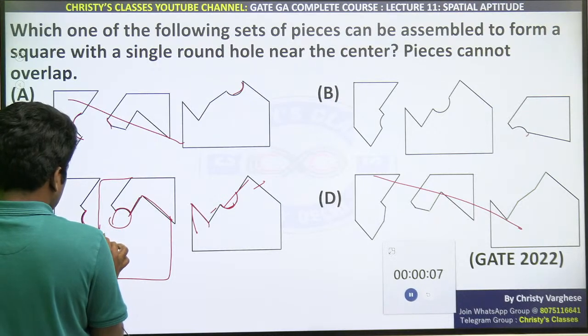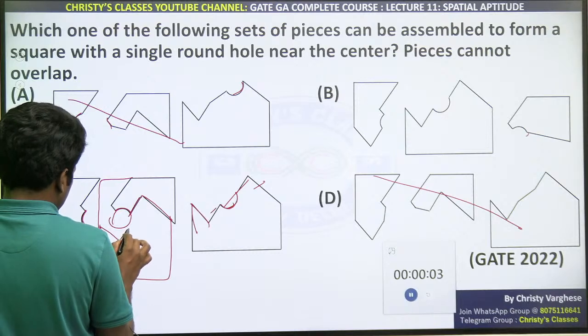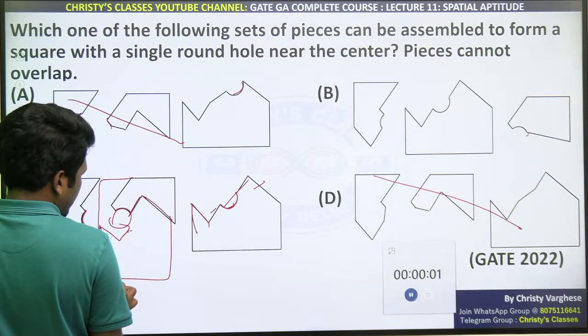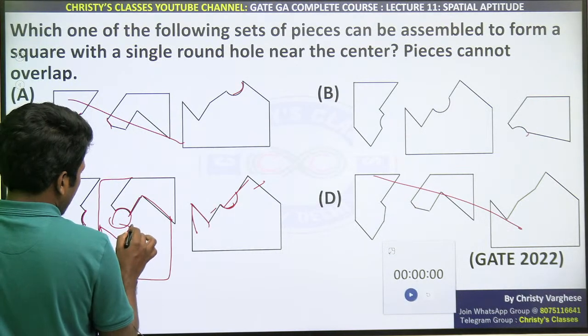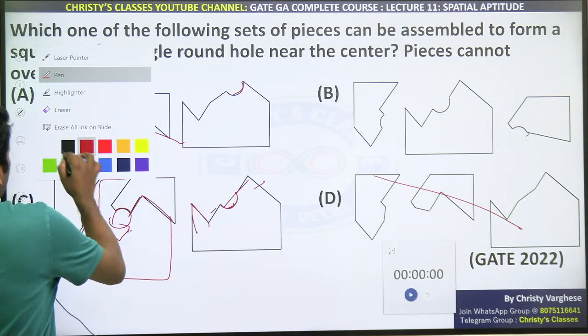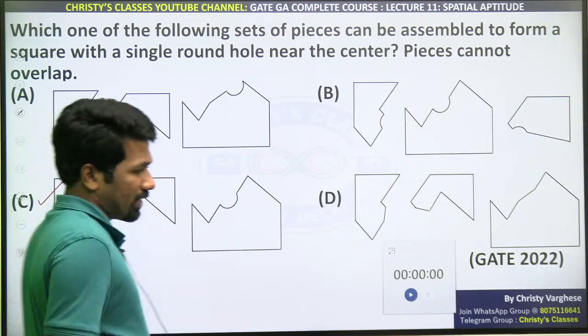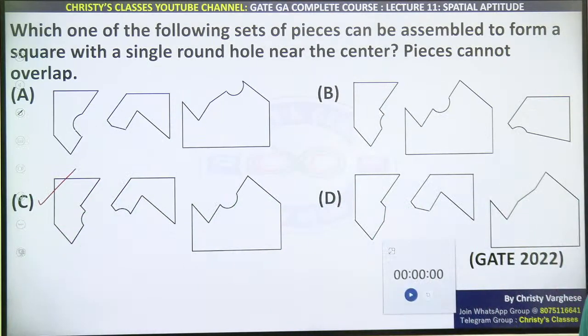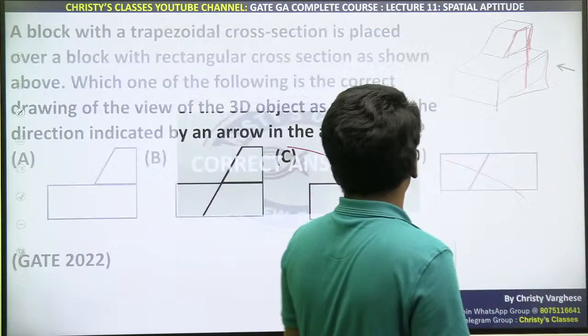Center, then something like this, and then here also one more image. Yeah, check it out. Anyway, due to lack of time, I am stopping it there. So option C will be the correct answer. There also you can check part by part, that will be better. Part by part, if you analyze, that will be better.